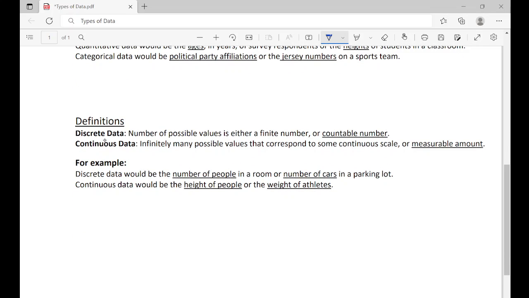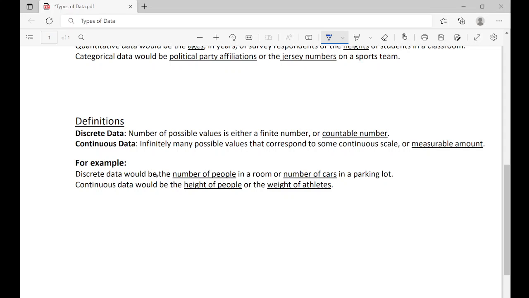Finally, we have discrete data, and this is the number of possible values that is finite, or what we call countable. Whereas continuous data is infinitely many possible values that correspond to some continuous scale, or what is easier to understand as a measurable amount. So let's look at the two.